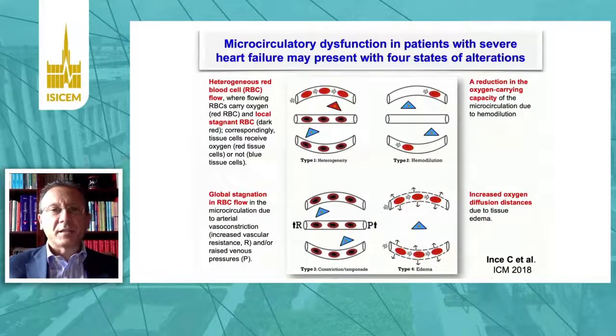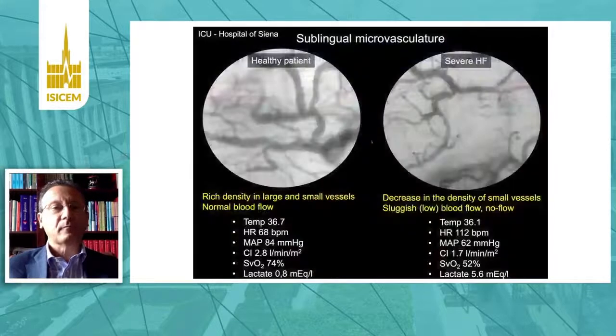Actually, the alterations may present with 4 states. Type 1 is the heterogeneous red blood cell flow. Type 2 is a reduction in the oxygen carrying capacity of the microcirculation due to hemodilution. Type 3 is the global stagnation in red blood cell flow in the microcirculation due to arterial vasoconstriction or increased venous pressure. And type 4 is the increased oxygen diffusion distances due to tissue edema.